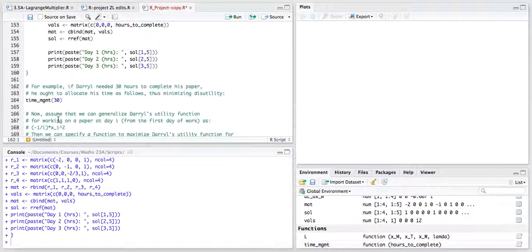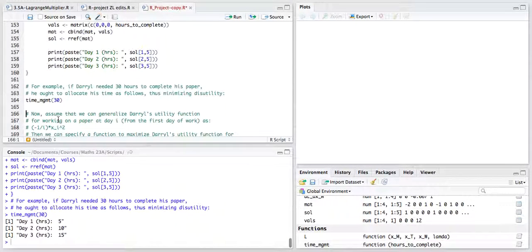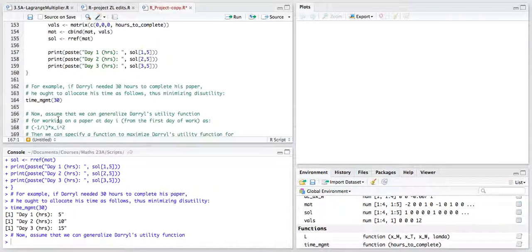Now, say Daryl, here's an example. So for example, if Daryl needed 30 hours to complete his paper, he ought to allocate his time as follows, thus minimizing his disutility. So on day 1, he would spend 5 hours working on his paper, day 2, 10 hours, and on day 3, 15 hours. Boy, doesn't that seem like a lot of work.